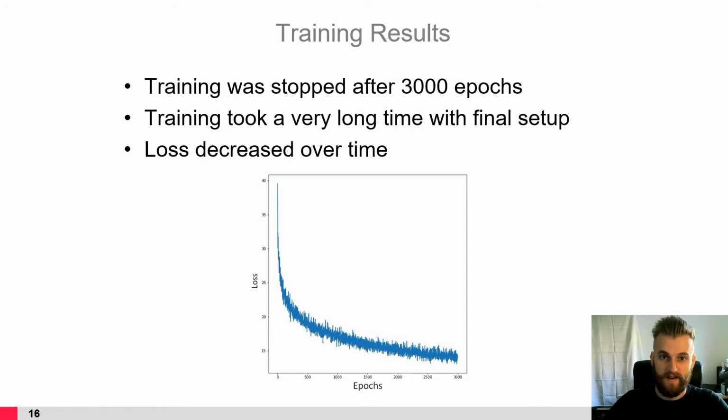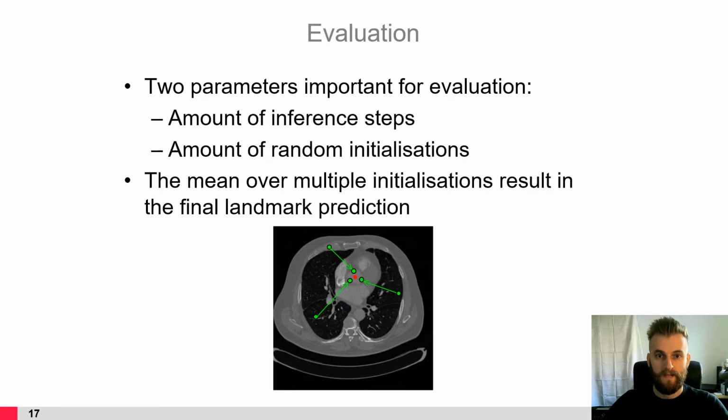The training of the network was stopped after 3000 epochs, which took around 60 hours. We can see from the curve here that the loss decreases over time and starts to converge. For the evaluation, there were 2 important parameters which had to be defined. The first one is the amount of inference steps the network takes to move a point to a landmark. The second one is the amount of random point initializations. The mean over multiple initializations result in the final landmark prediction.